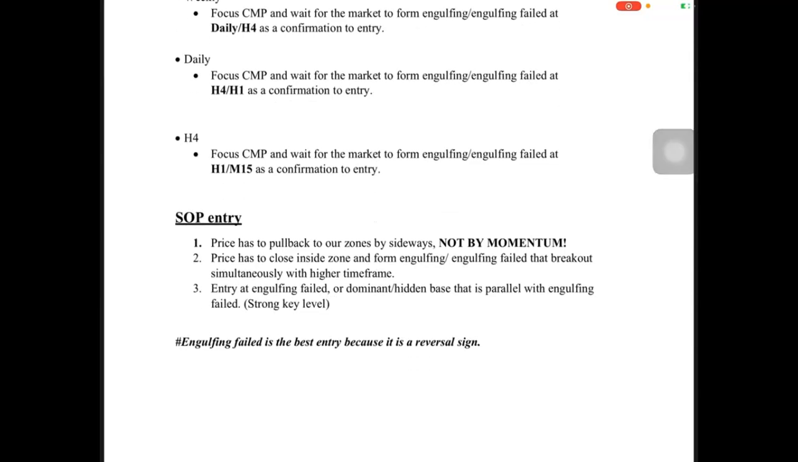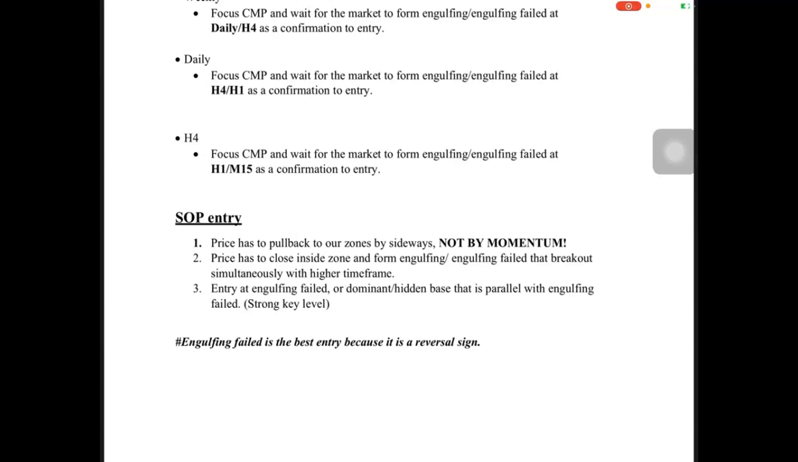When we already mark our zone, price has to pull back into our zones by sideways, not by momentum. Because when price pulls back by momentum, most likely the zone is going to break. Second thing is that price has to close inside our zone and form engulfing or engulfing fail that breaks out simultaneously with higher time frame.